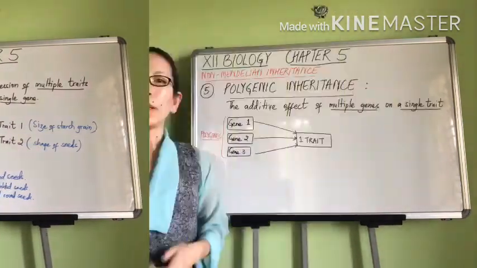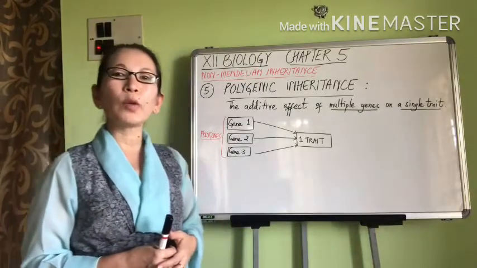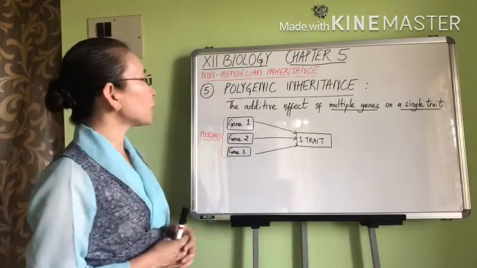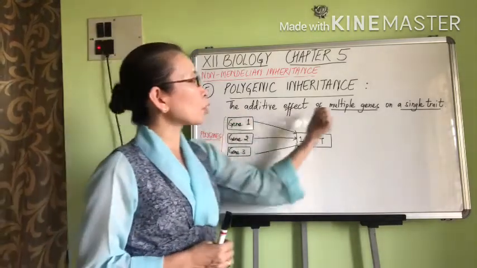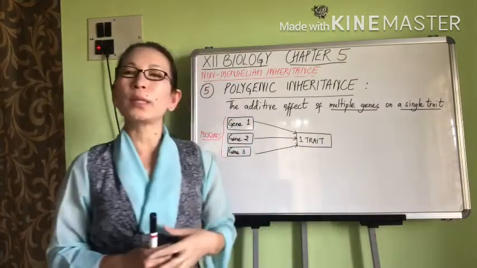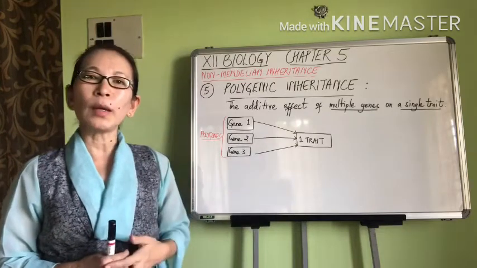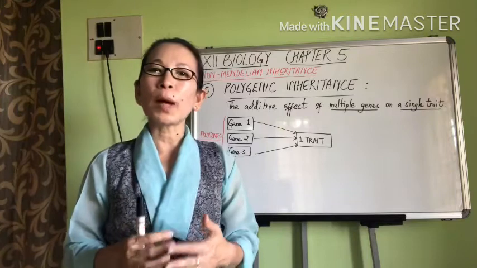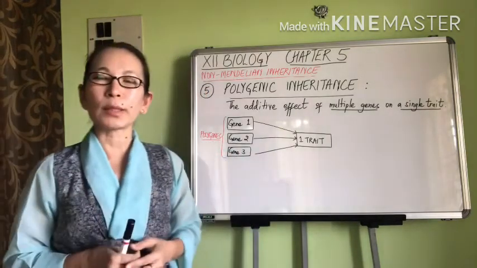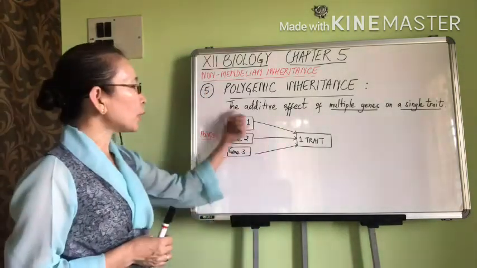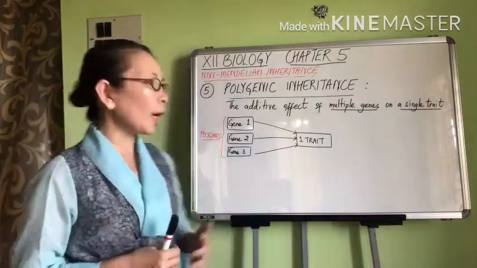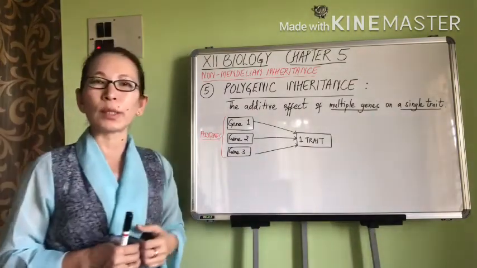The last non-Mendelian inheritance that I'm going to take up is polygenic inheritance. This means the additive effect of multiple genes on a single trait. Or in another way, here is one character or one phenotype controlled by two or more genes. Now, all of these several genes that control a specific trait are collectively known as polygenes.